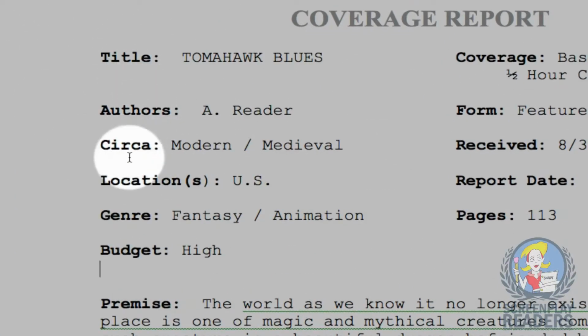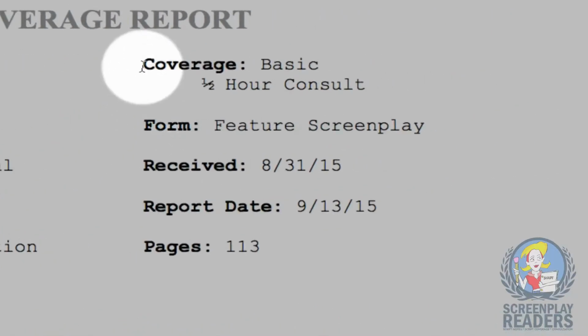All right, so let's go through all these. Title, author, circa, location, genre, budget. We've all covered those before. But then we've got a couple of new ones over here. The coverage. Over here on the right column, coverage: basic half-hour consult. Now this is from, like I said, a script coverage company, so this is basically their product type or service type. So they like to include that in their header information. That makes total sense.